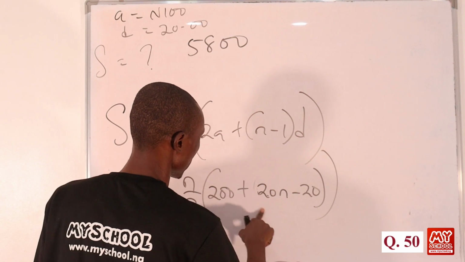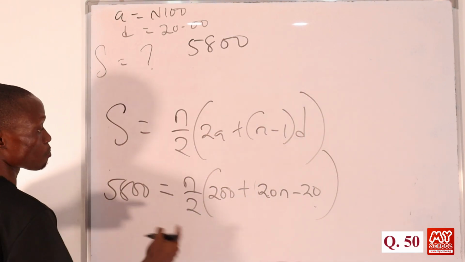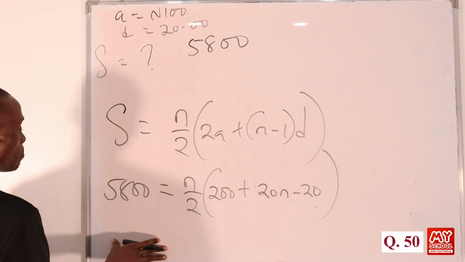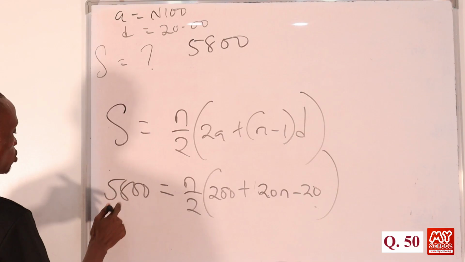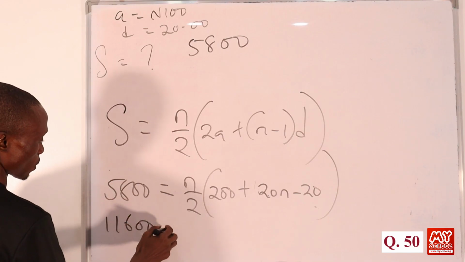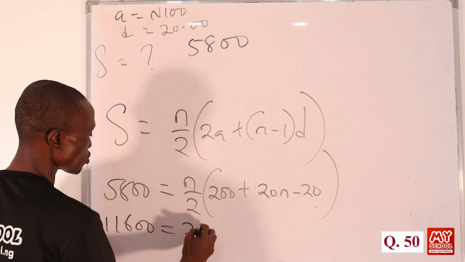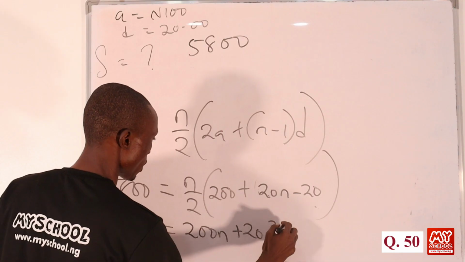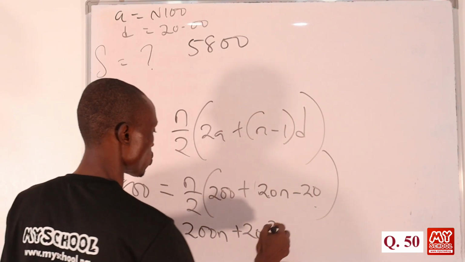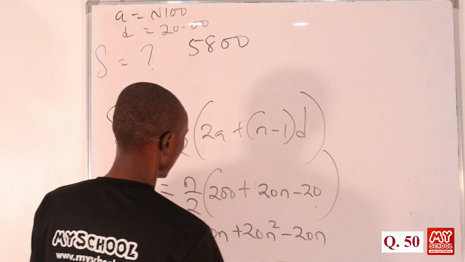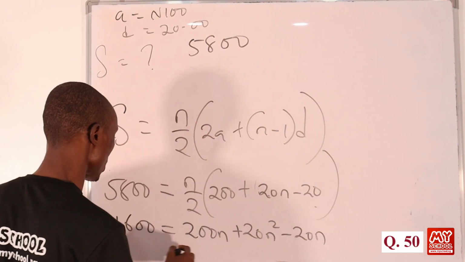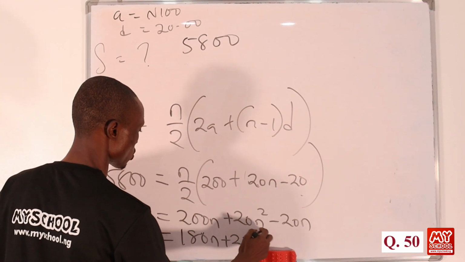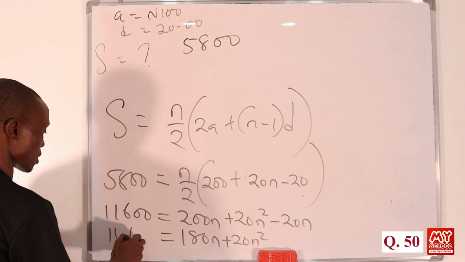Okay, so we can open our bracket now, by simply cross multiplying and using what we have outside the bracket to multiply everything inside the bracket in front of it. So 2 times this will give us 11,600. Then we'll be having 200n plus 20n squared, then minus 20n. So 200n minus 20n will be equal to 180n plus 20n squared, all equal to 11,600.